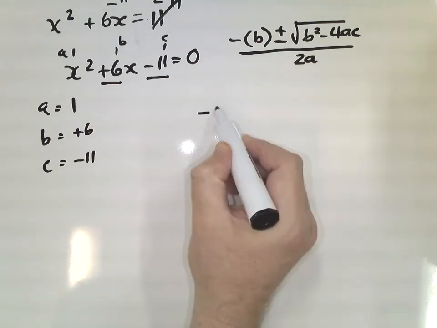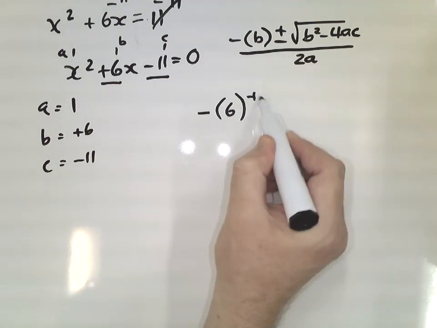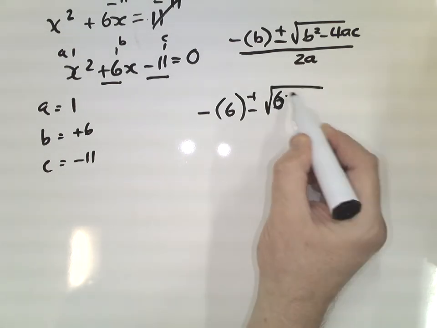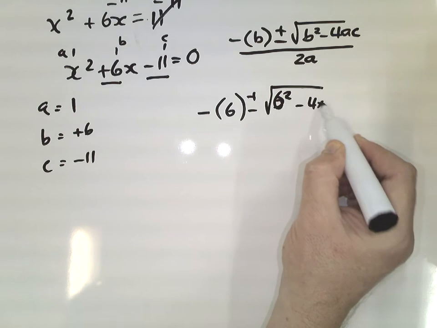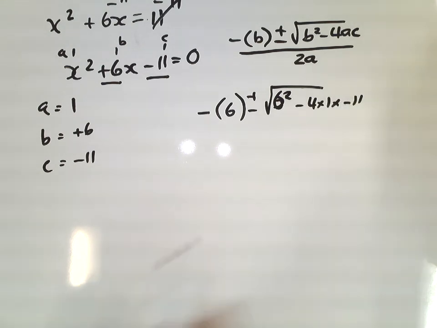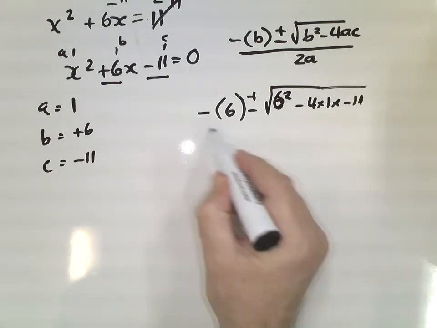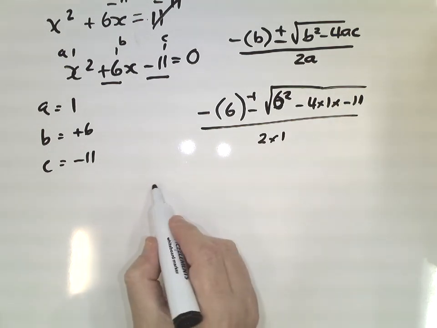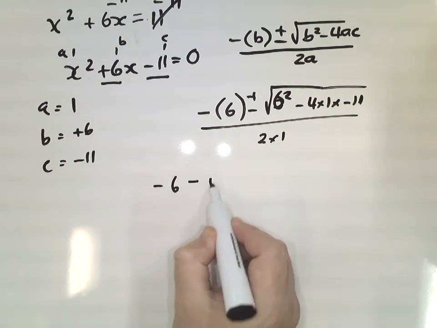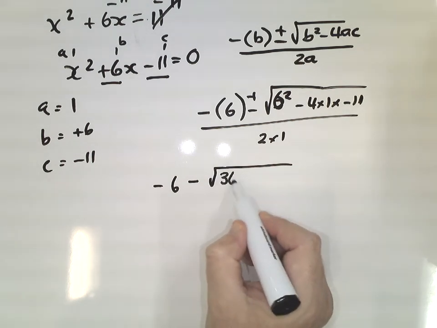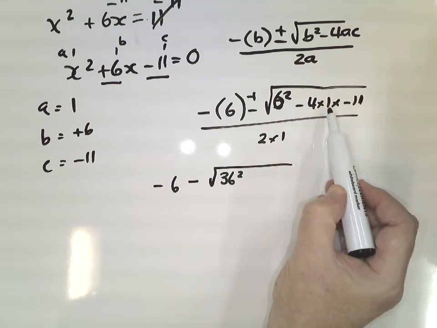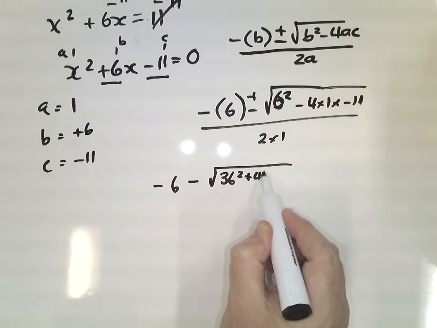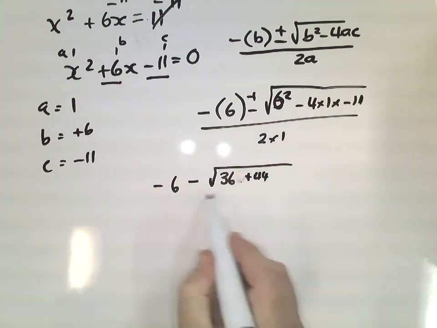So here's a formula over here. It's going to be minus 6 plus or minus the square root of 6 squared, take 4 times 1 times negative 11, over 2 lots of 1. So looking at this, we're going to get minus 6 minus the square root of 36. Minus 4 times 1 is minus 4, times that by minus 11 becomes positive 44. And I don't need that squared there, so we'll just get rid of it.